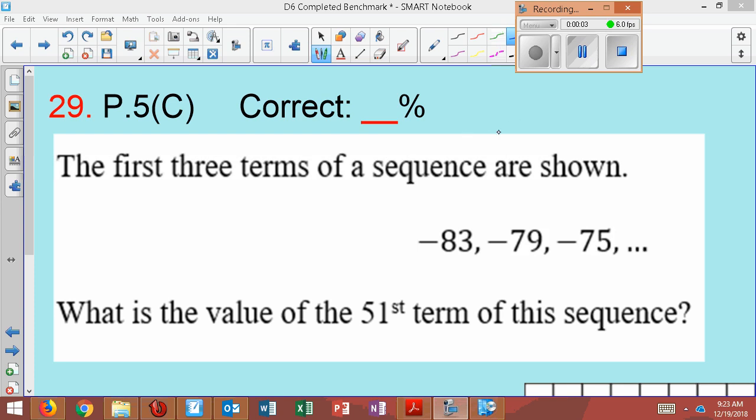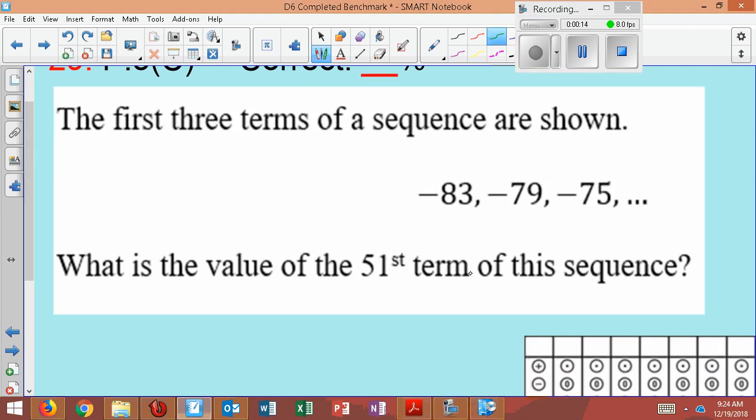The first three terms of a sequence are shown. Negative 83, negative 79, negative 75, and so on. What is the value of the 51st term of the sequence? So the first thing we need to determine here is: is this arithmetic or is it geometric?